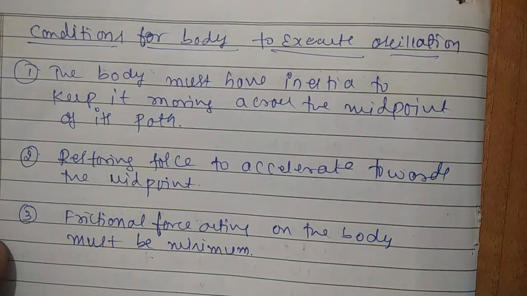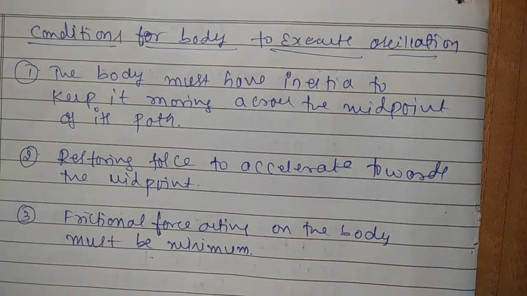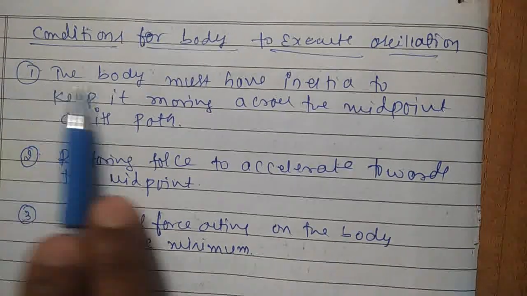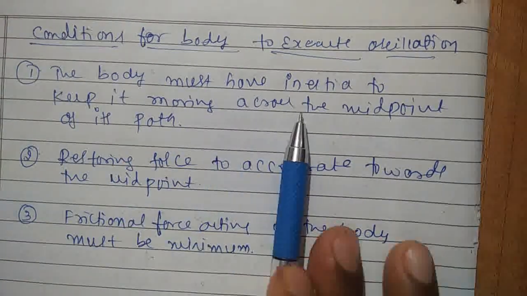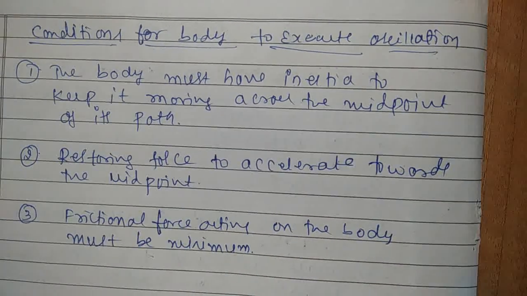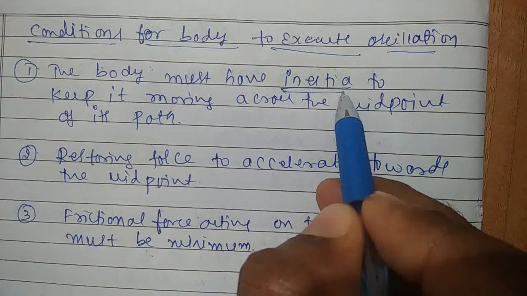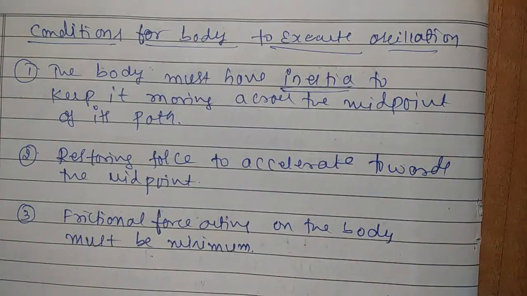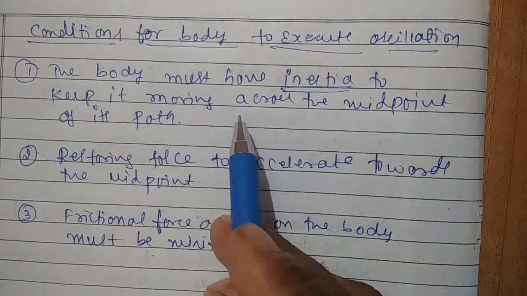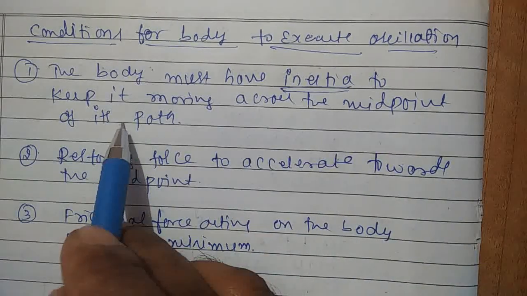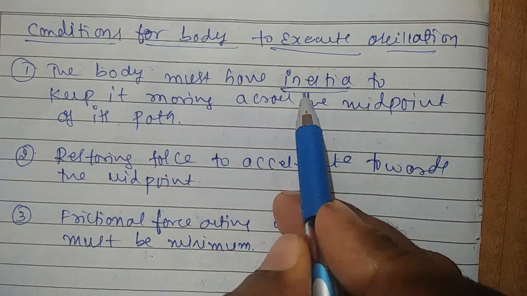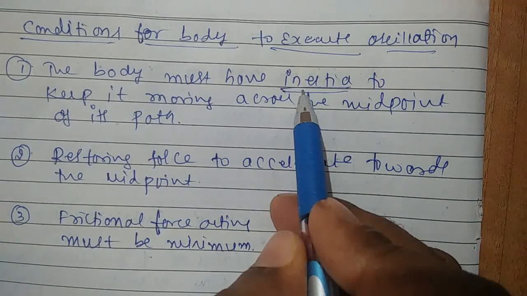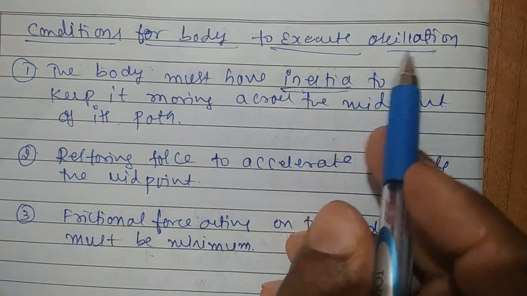So these are the three conditions that must be satisfied for the body to execute oscillatory motions or oscillations. First condition: the body must have inertia to keep it moving across the midpoint of its path. What do you mean by inertia? Inertia is the property of the body to continue in its state of motion or to continue in its state of rest. That is, opposition to change. If inertia is not there, what happens? It cannot go on moving around its midpoint. So that is why we say the body must have some inertia to continue in its state of motion. That is one of the important criteria for the body to execute oscillation.